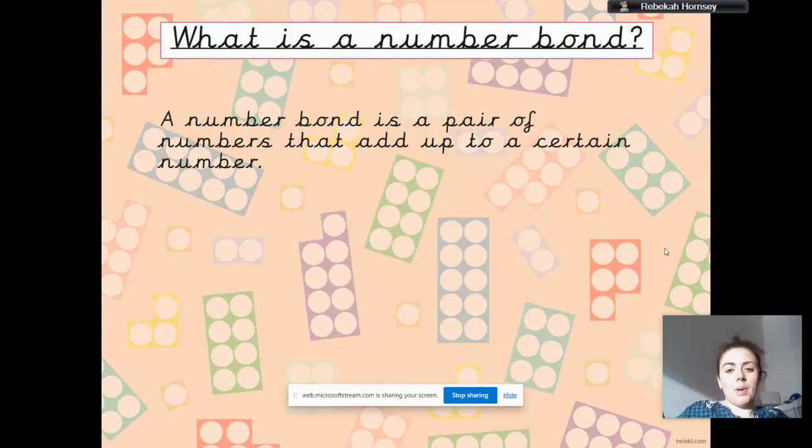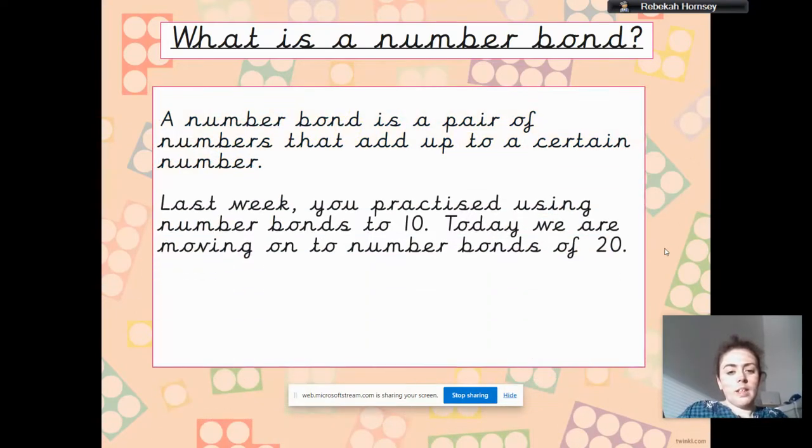Now, what is a number bond? A number bond is a pair of numbers that add up to a certain number. Last week, you practiced using your number bonds to 10. So you would do like 5 add 5 equals 10, 7 add 3 equals 10, 6 add 4 equals 10. You need to learn those off by heart, so keep practicing them.